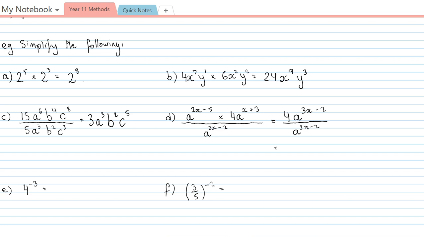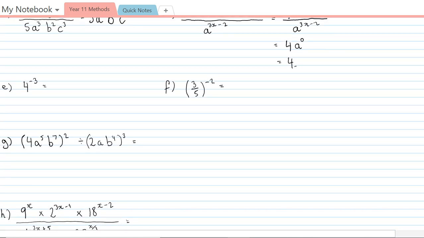I'd like to do it using the index law for the power of 0 though, because when we have some kind of problem like this where we have something divided by something else, we subtract the powers. So first I'm going to do 4 divided by 1, which is 4. And then we're going to get a to the power of 0, because the 3x take 3x will be 0, and then negative 2 take negative 2 will also be 0. A to the power of 0 is 1, so 4 times 1 is just 4.